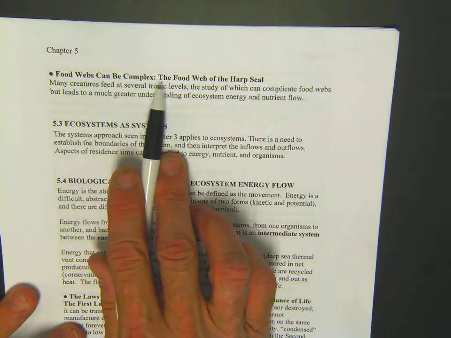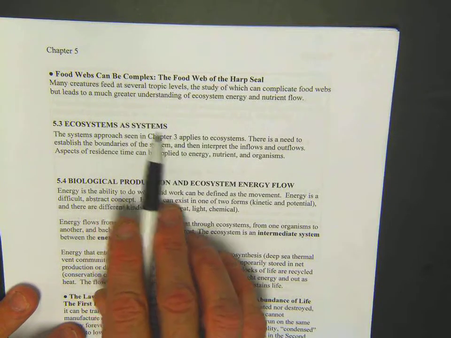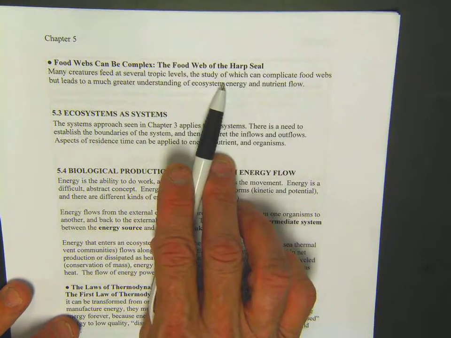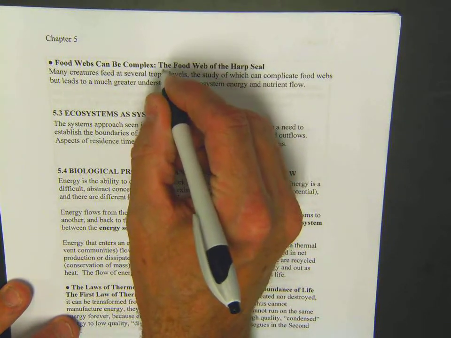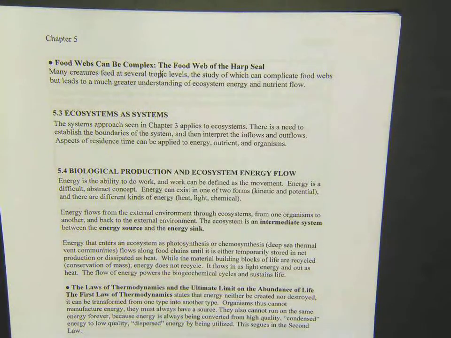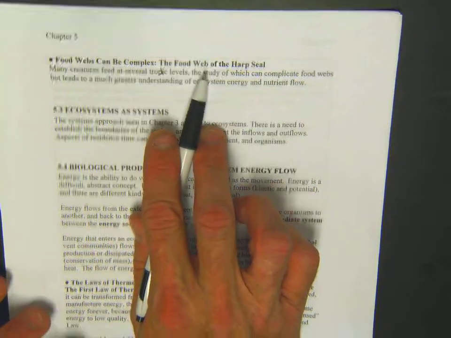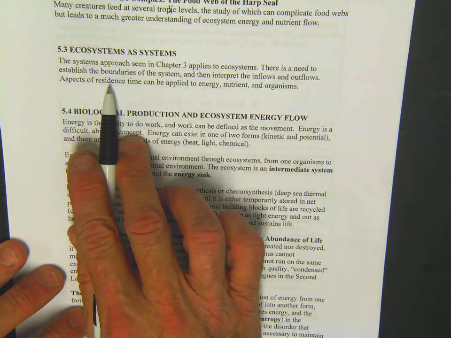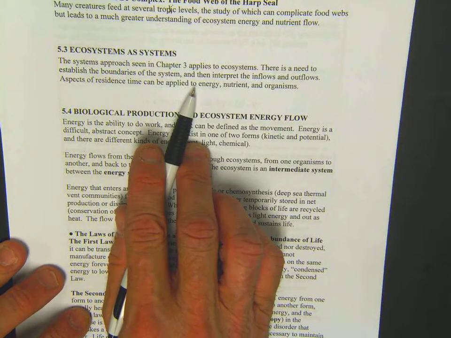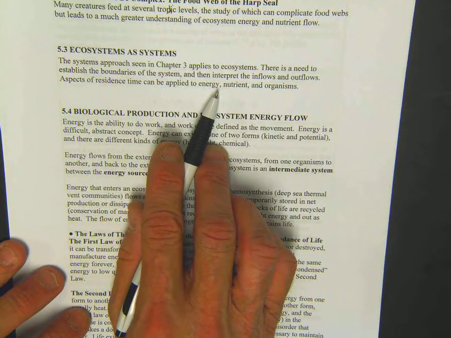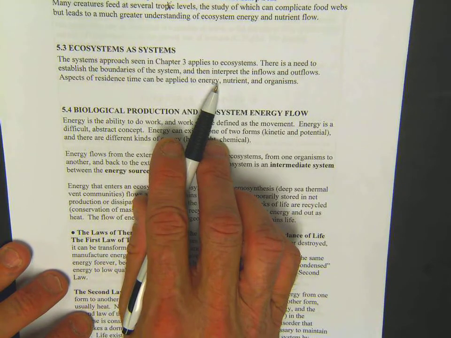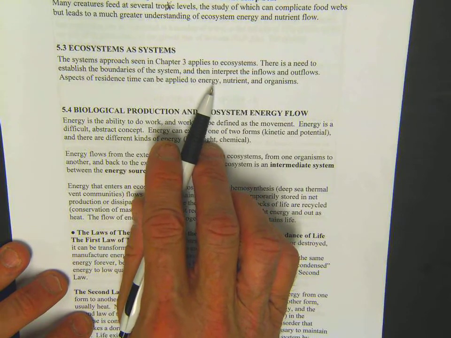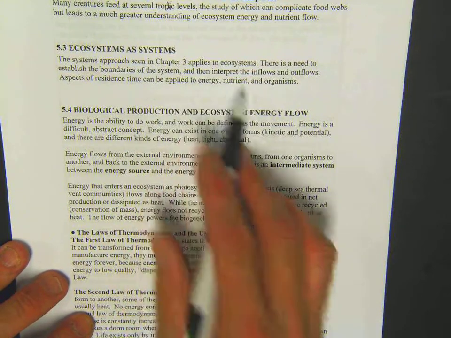This is about food. Food webs can be very complex, and let's see, several trophic levels. This should be trophic, should be an H in there. Okay, trophic levels. Again, you can see this with the picture. We'll go over this later. And then ecosystems as systems. Aspects of residence time. Residence time is basically how long maybe a pollutant, for example, stays in a lake, depending on the rate of flow to the lake, the size of the lake, and the rate of outflow.